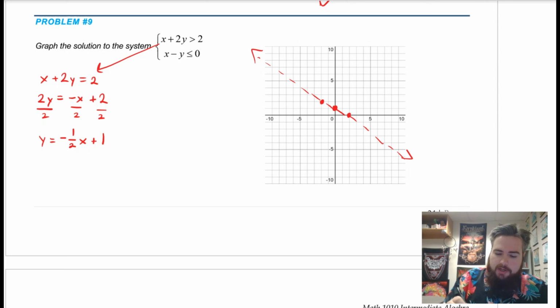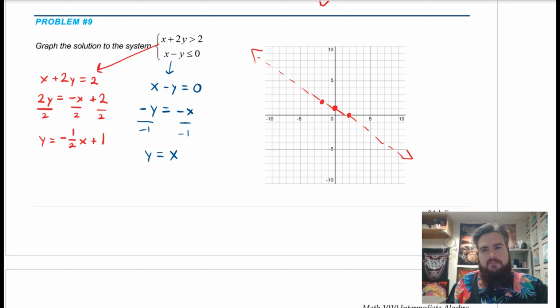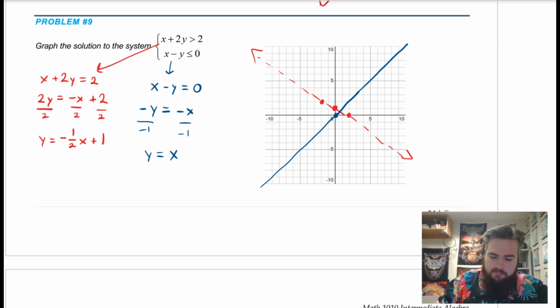Then for the second inequality, I will first, again, write it as an equality. And I'll get y by itself there. Negative y equals negative x. If I subtract x to the right, then I can divide everything by negative 1 to get y equals x. That is just the parent function, y equals x, that goes through the origin. And that one I will draw as a solid line because it is using a less than or equal to. So something like that.